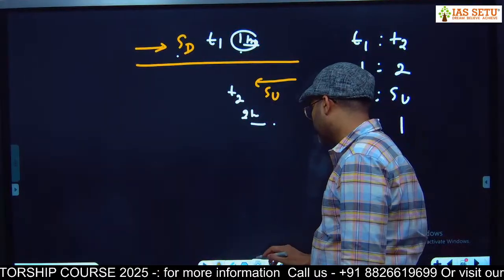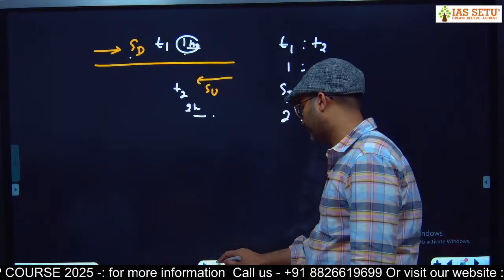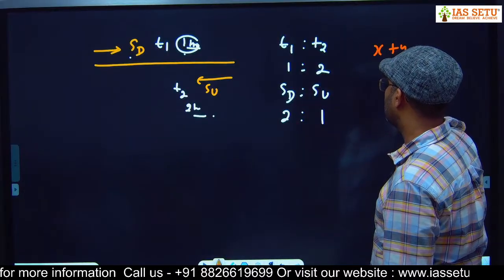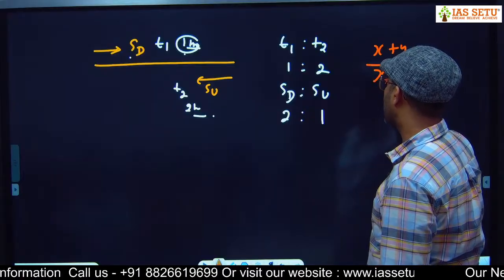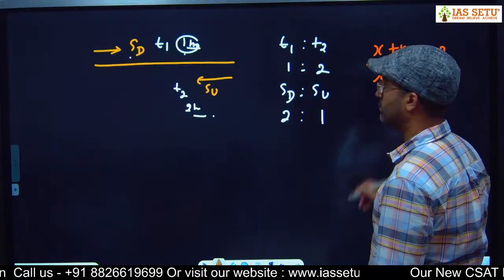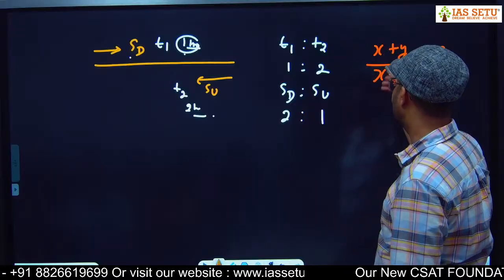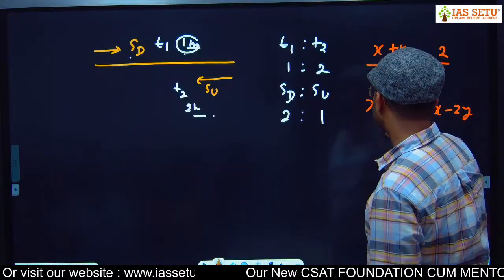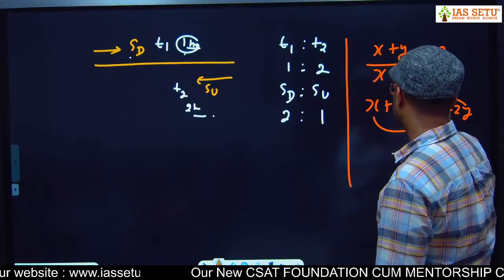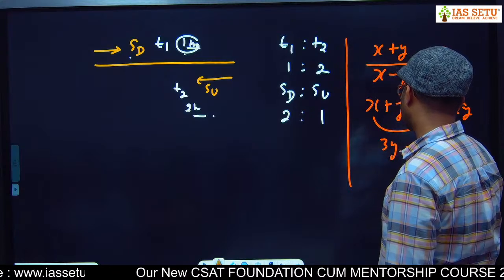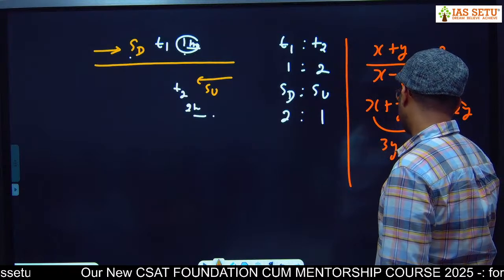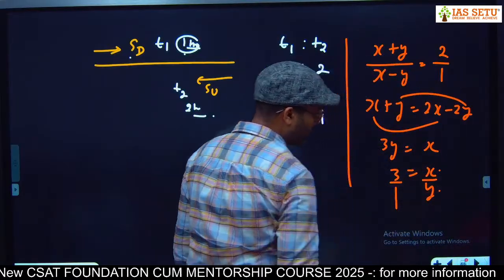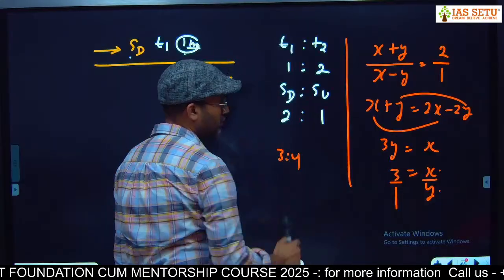What is downstream? Speed of the boat plus speed of the current. तो here the speed of the boat is x, the speed of the current is y, ठीक है, x plus y upon x minus y is 2 by 1. कर दो क्रॉस मल्टीप्लाई, x plus y is equal to 2x minus 2y. Take x one side, y another side. You take x there, y here. 3y is equal to x. Take y here. What is x upon y? 3 by 1. What is the ratio of the speed of the boat to the speed of the current? 3 is to 1.